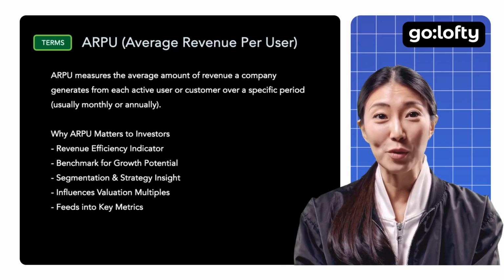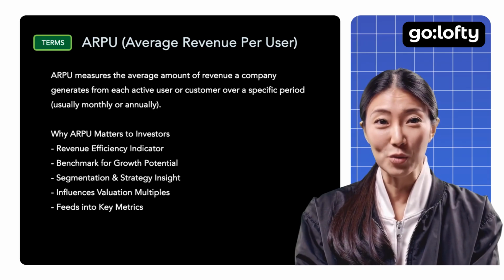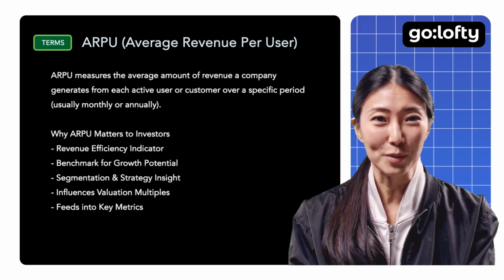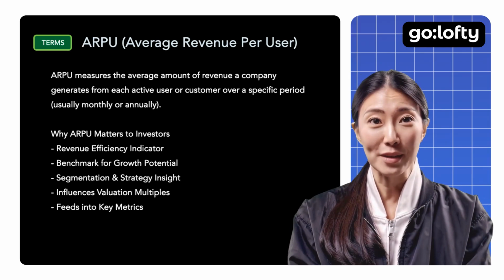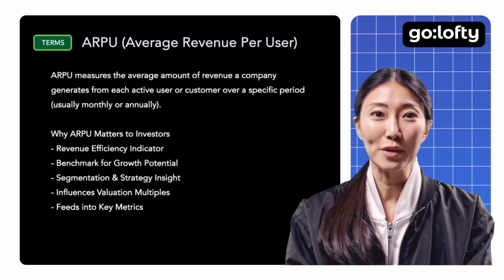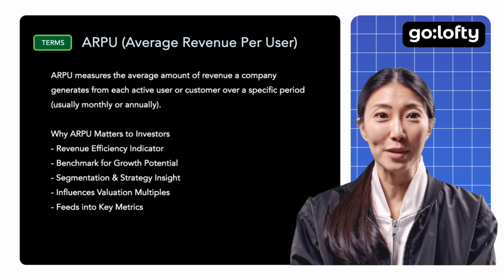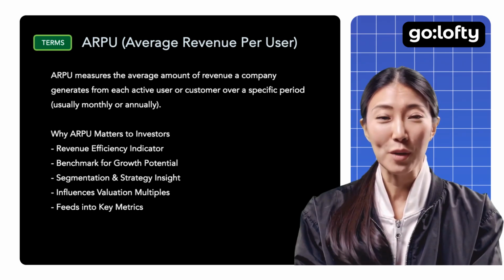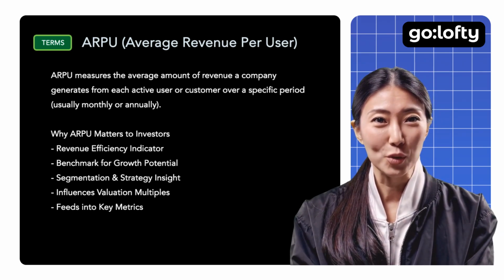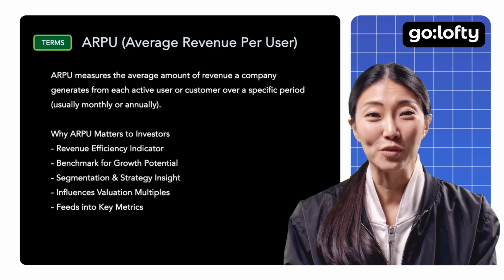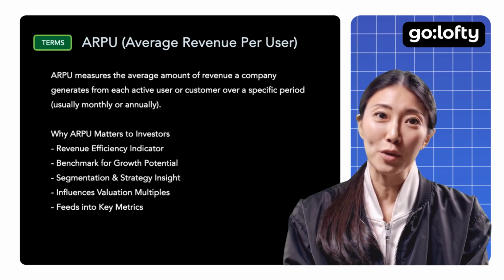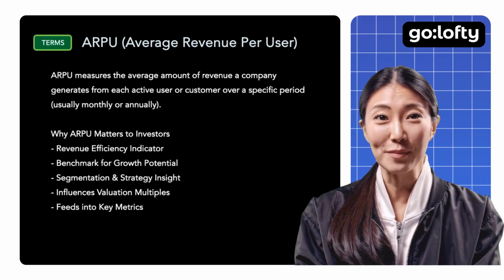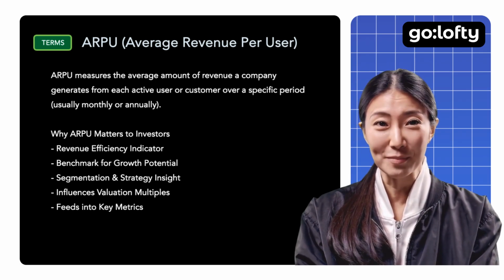ARPU, average revenue per user, measures the average amount of revenue a company generates from each active user or customer over a specific period, usually monthly or annually. Why ARPU matters to investors. Revenue efficiency indicator. ARPU shows how much value you're extracting from each customer. Higher ARPU often indicates effective pricing and strong product market fit. Benchmark for growth potential. When ARPU is increasing over time, it can signal upselling, cross-selling, or pricing power. All attractive signs for investors.